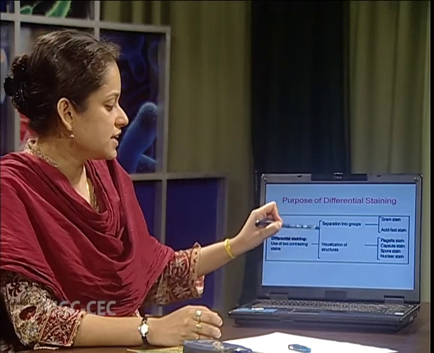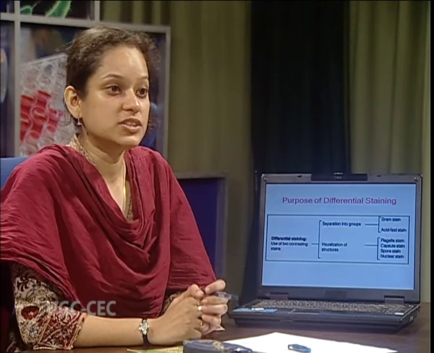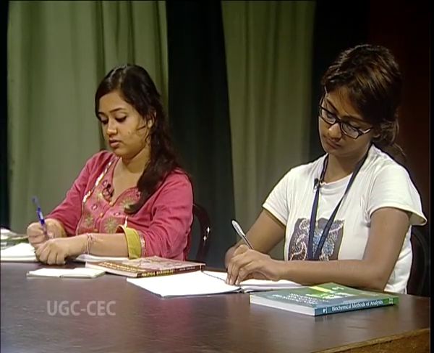The other function is that it helps in visualization of structures, like it allows us to study the flagella, capsule, endospore, nucleus. I have talked about how differential staining helps in medical diagnosis of diseases. We know that certain pathogenic bacteria like Klebsiella pneumoniae, which causes pneumonia in human beings, contain a capsule. So, if your clinical sample contains Klebsiella and we perform differential staining with the clinical sample, and if a capsule is seen, this helps in identification of the pathogenic group of bacteria.